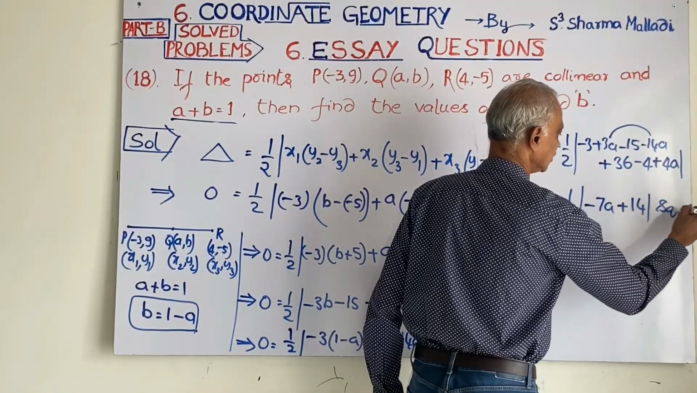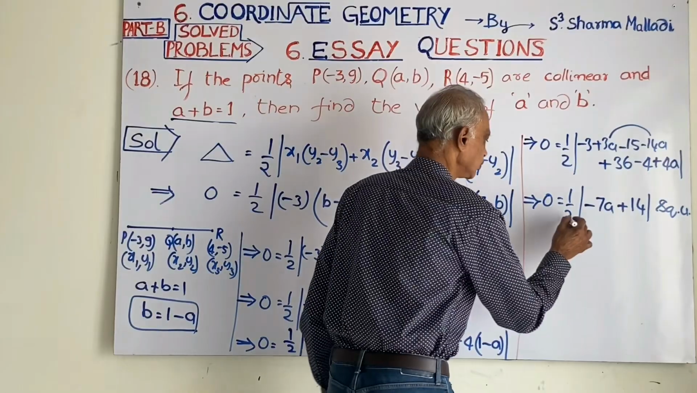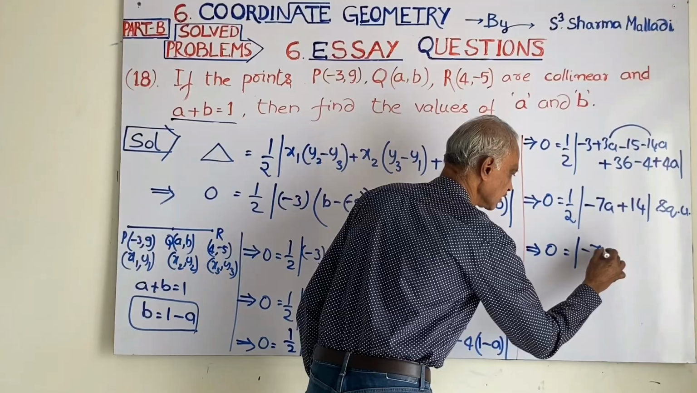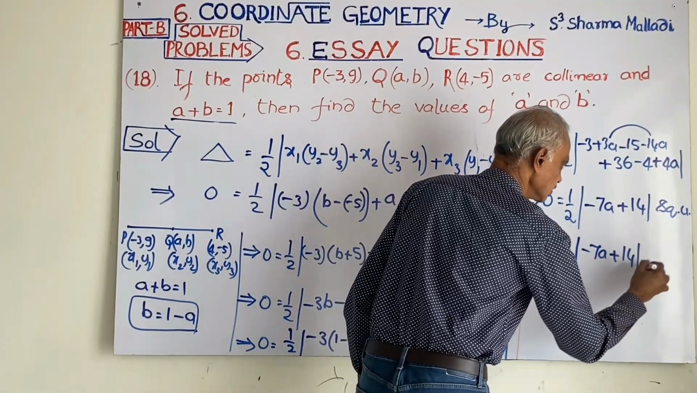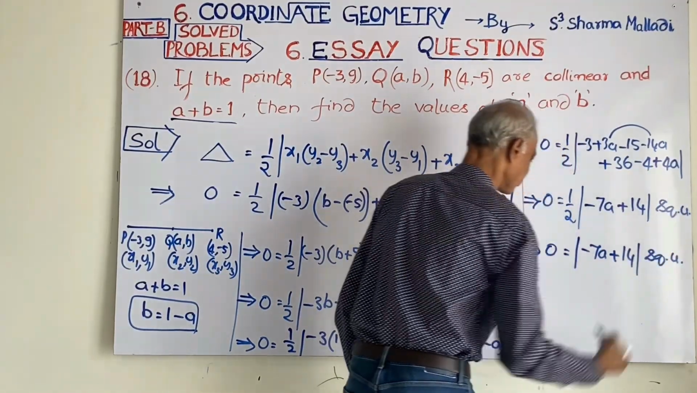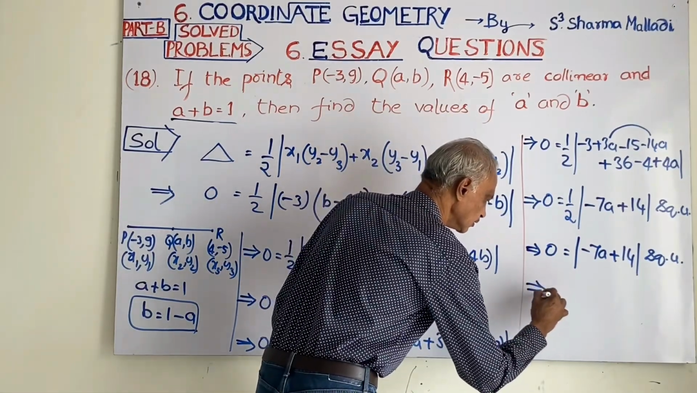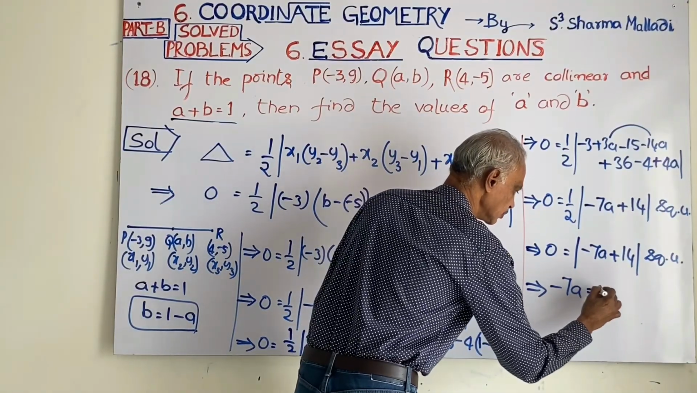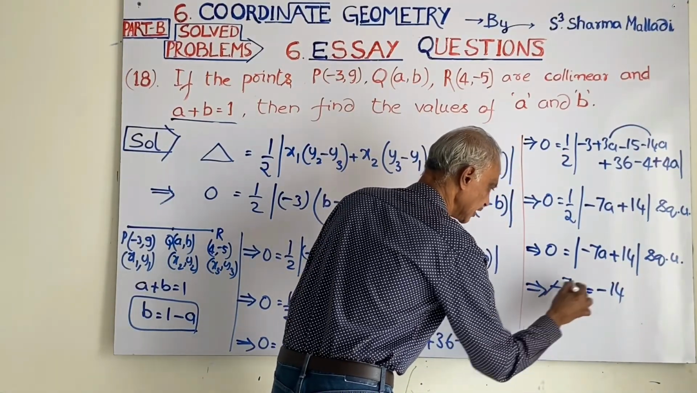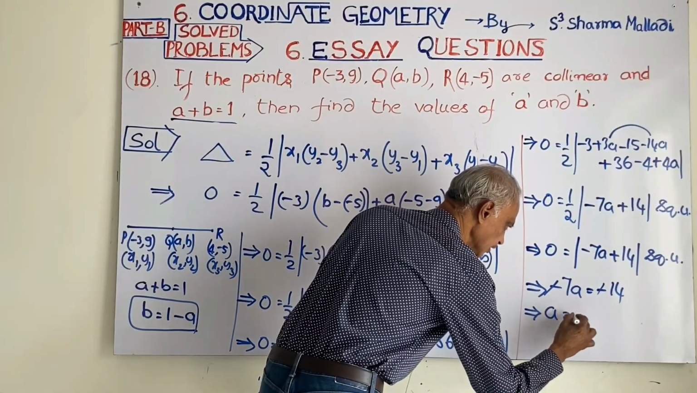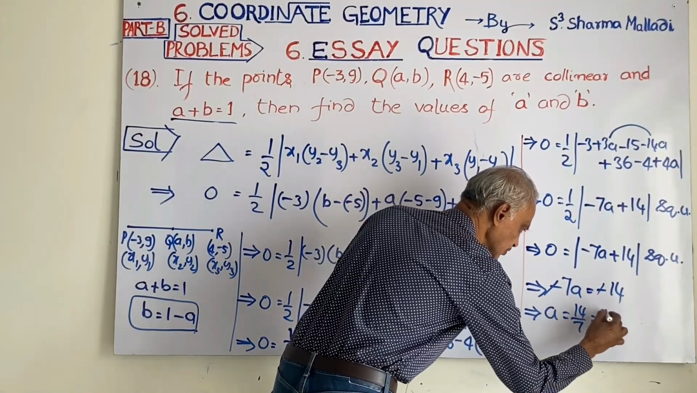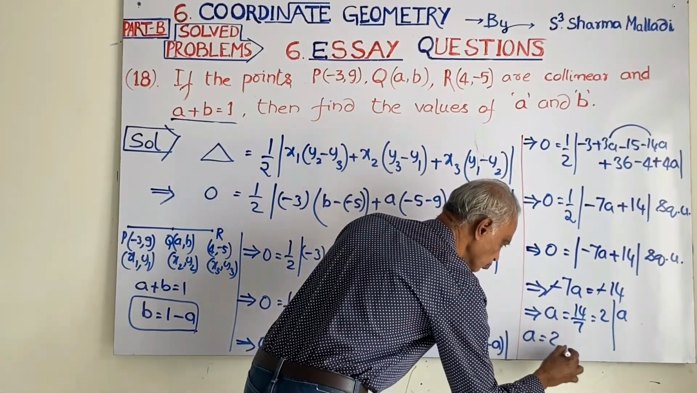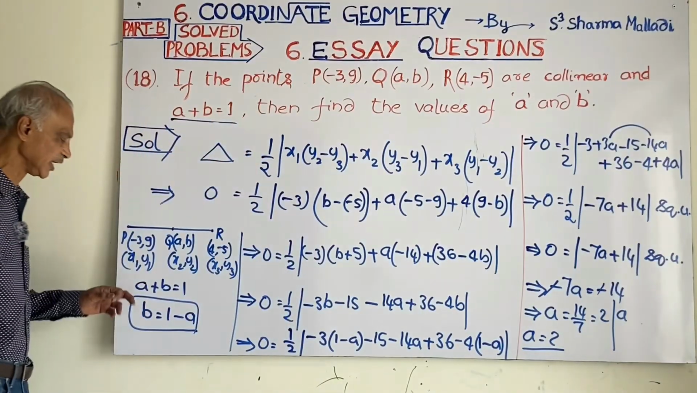Square units you have to write. Now 2 into 0, 0 is equal to minus 7a plus 14 square units. Now it can be done like this. Minus 7a is equal to minus 14. Minus minus cancel. You will get a is equal to 14 by 7 is equal to 2. The value of a is 2. Now you got the value of a.